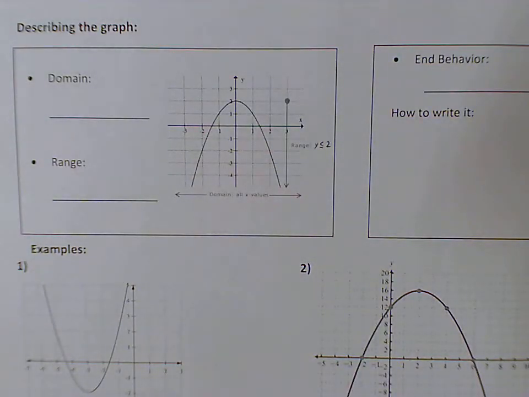So now we're going to start talking about how to describe graphs, and we're going to specifically concentrate on quadratic functions because that's what we're working on. One way to describe a graph is in terms of the domain and range. Before we can describe it with domain and range, we have to review what domain is and what range is.